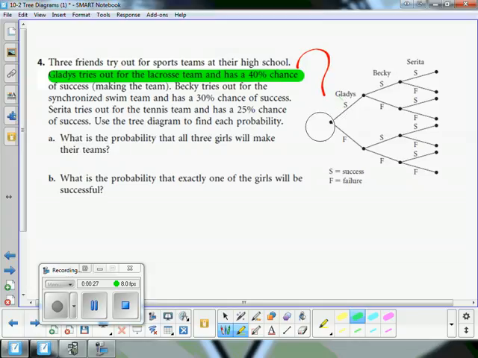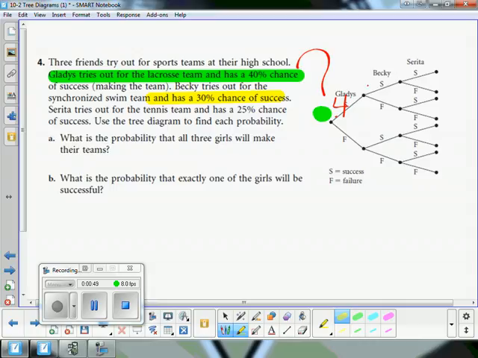Why are we doing that? So there should be a point 4 there. Okay, so that's point 4, and that goes with the green piece of information. Becky tries out for the synchronized swim team. Wow, look at this school. They have a synchronized swim team. She has a 30% chance of success. All right, so Becky, 30% chance of success.